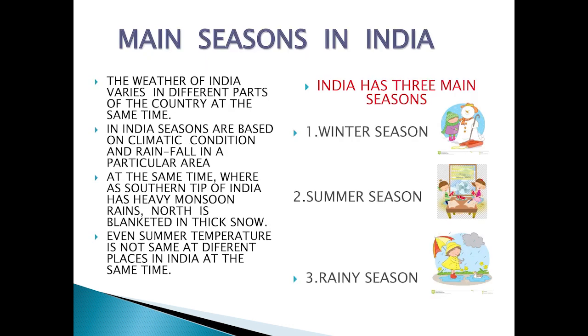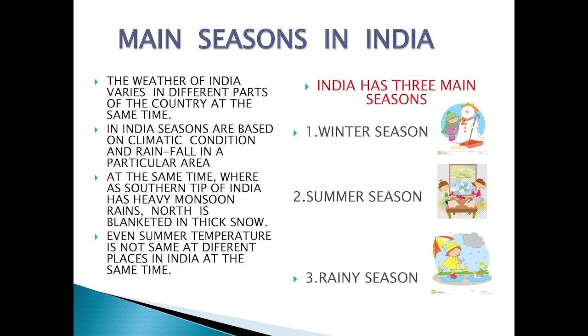The weather of India is different in all parts of the country at the same time. In India, seasons are based on climatic condition and rainfall in a particular area. It is very interesting about India. At the same time, where a southern tip of India has heavy monsoon rains, north is covered with thick snow. Even summer temperature is not the same at different places in India at the same time.